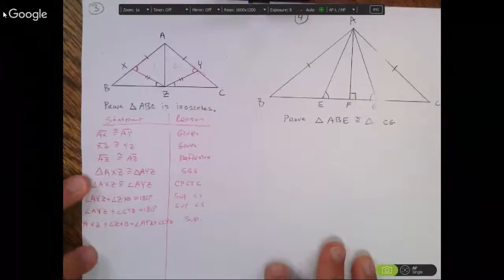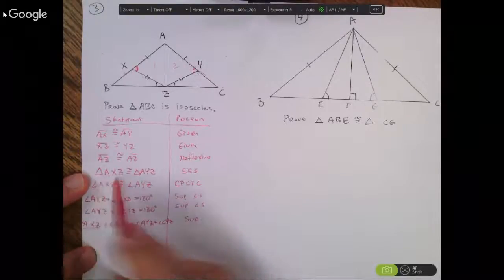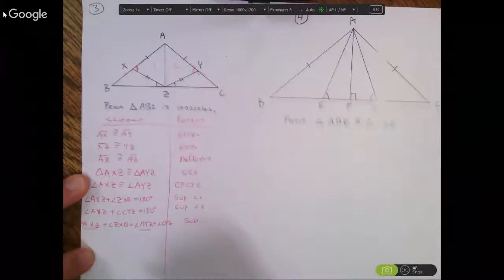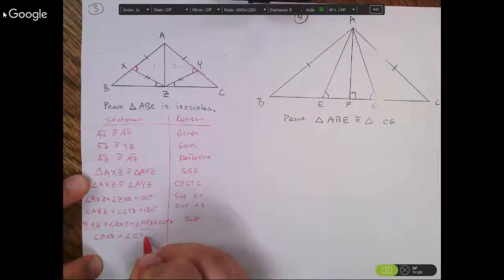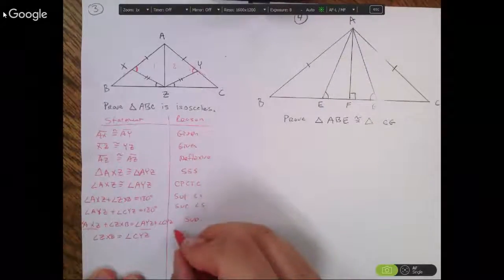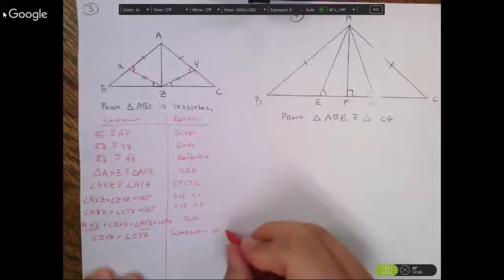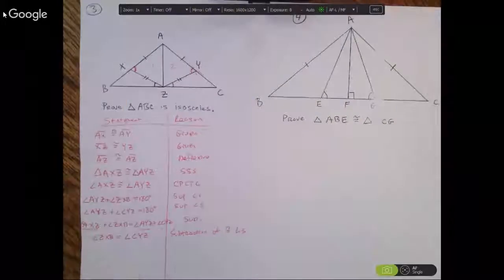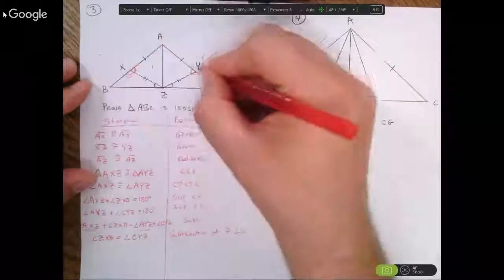Okay, and then because this is congruent to this, I can subtract them from both sides and say that angle ZXB equals angle CYZ, by subtraction of congruent angles. I don't know, I'm getting creative there, but just so that I don't have to show every one of those steps. Okay, so now I just said that this angle here is congruent to this angle here.